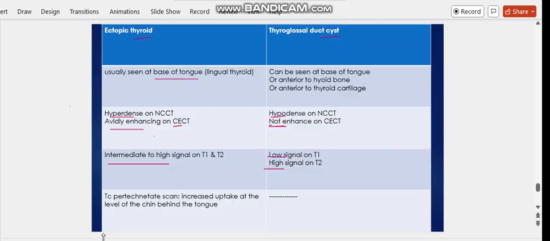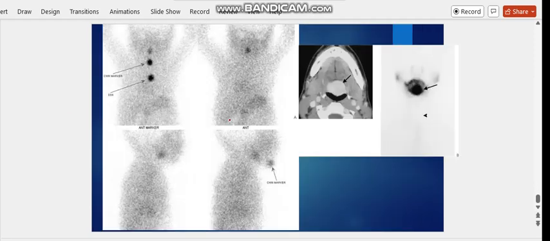So the next difference is the technetium pertechnetate scan. The thyroid scan in ectopic thyroid will show increased uptake at the level of the chin, just behind the tongue. As you can see here, this is a child with congenital hypothyroidism. This is a technetium pertechnetate scan.